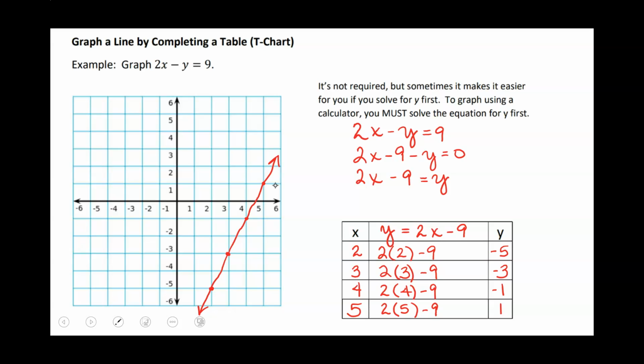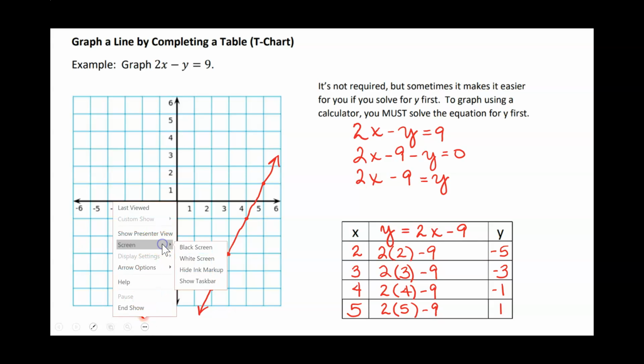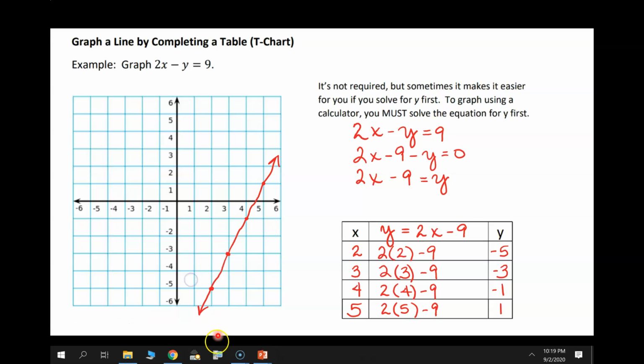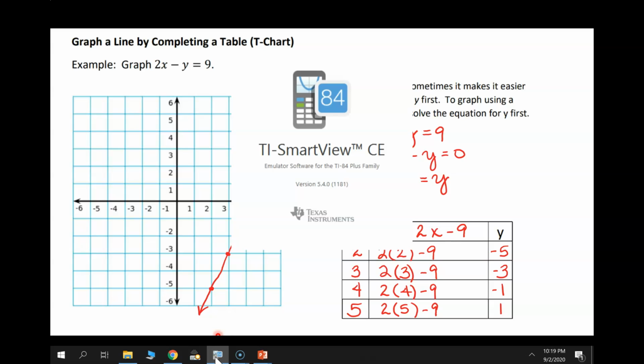Now, you can solve for y if you want to. You do not have to. However, if you want to graph this on a graphing calculator, this is not an option. You are going to have to do this because the only way to put it into your calculator is to solve it for y first. All right, so grab your graphing calculator if you would. And let's look at how we could do that same thing on the graphing calculator. So again, our equation was y equals 2x minus 9.